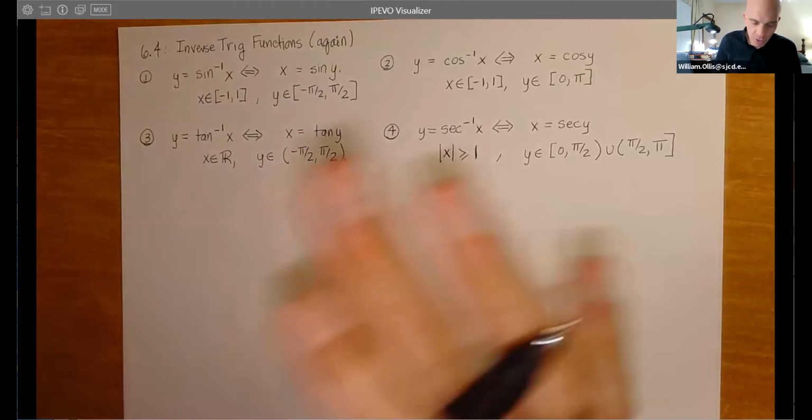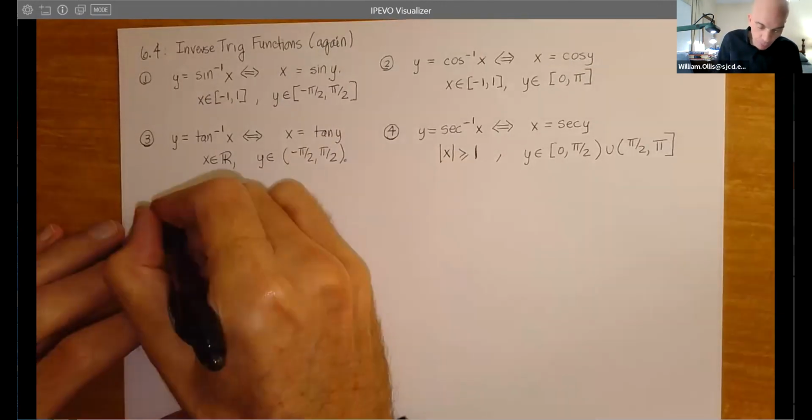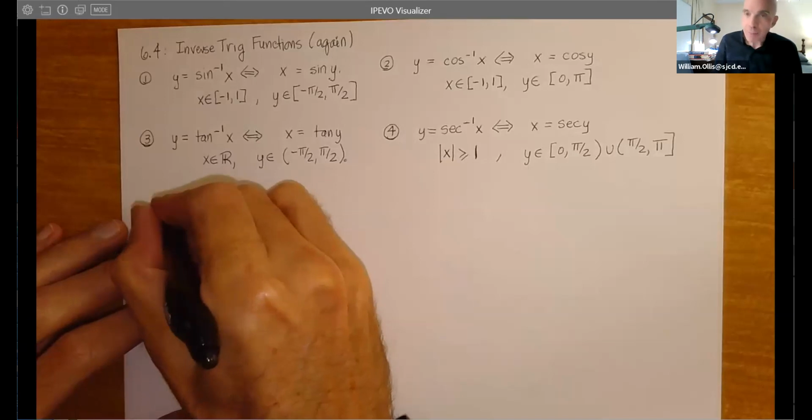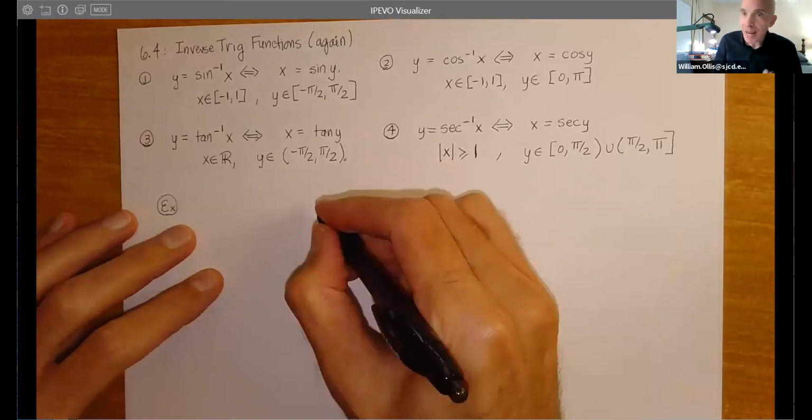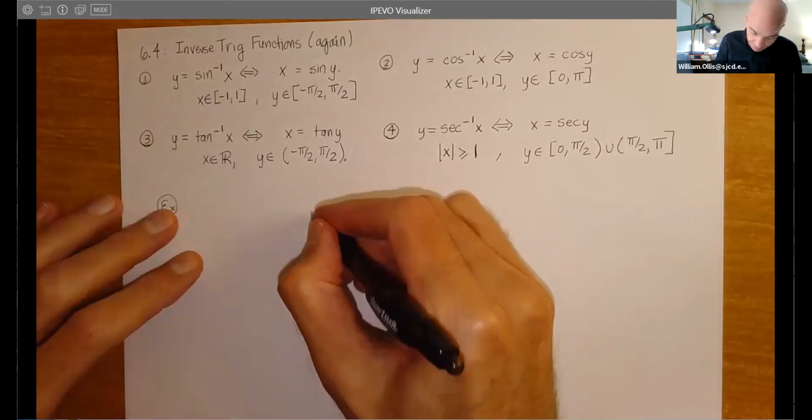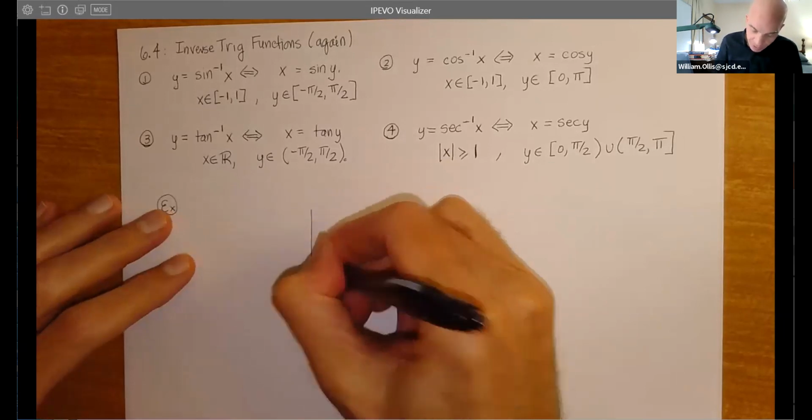Well, what I want to do is just write down a very simple example. I'm going to write a right triangle that has the sides measured. So just go ahead and draw a right triangle.